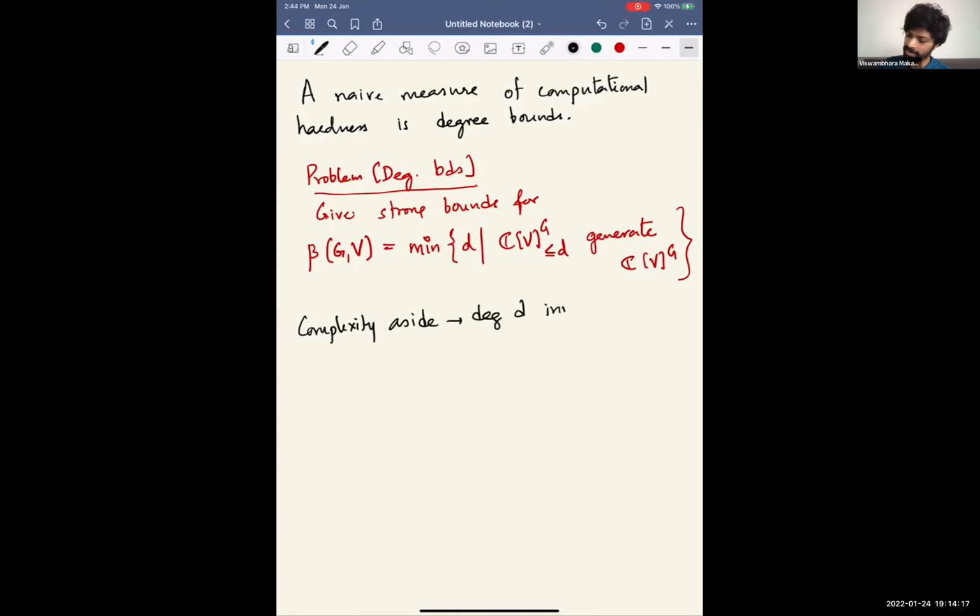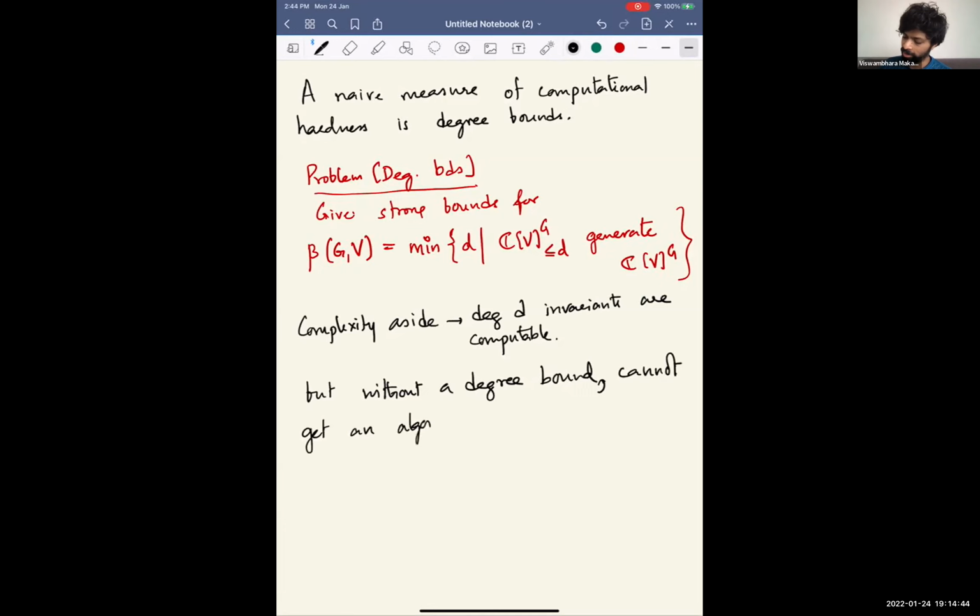degree D invariants are computable. But without a degree bound, you cannot get, at least naively, an algorithm to compute generators. And that's why you want something like the degree bound.